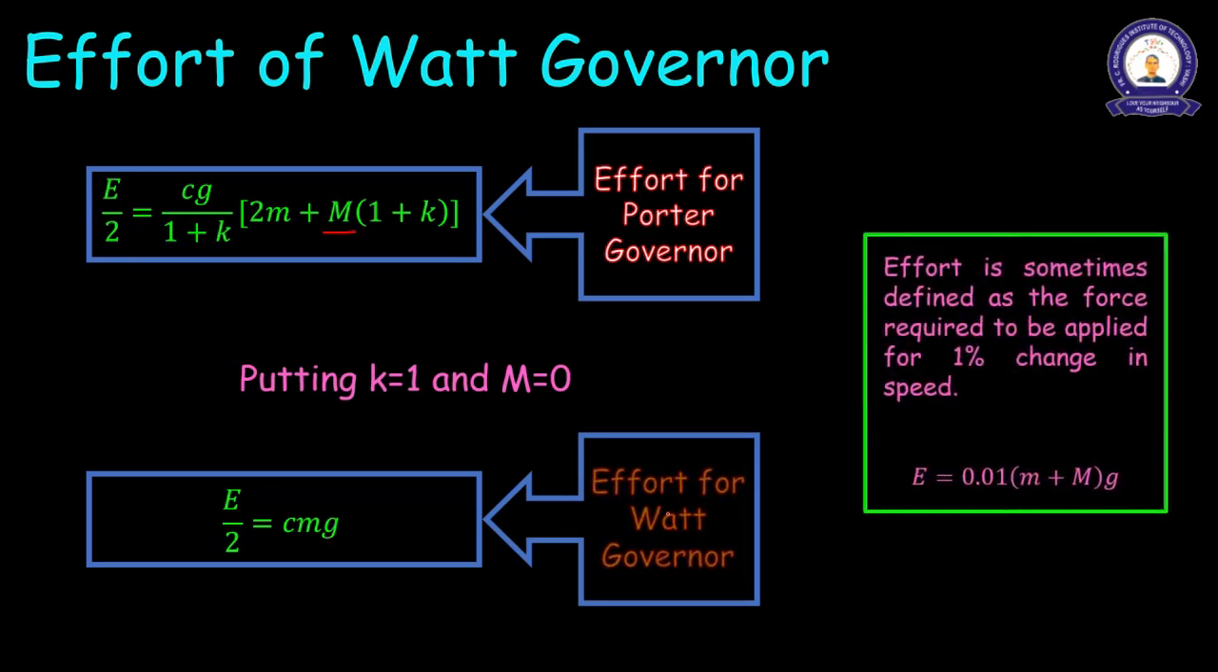Sometimes the effort is also defined in case of Porter governor as a 1% change of speed. So if I consider that my value of C will be 0.01, and in case of equal lengths of arm, the equation will be E is equal to simply 0.01 into m plus capital M into g.